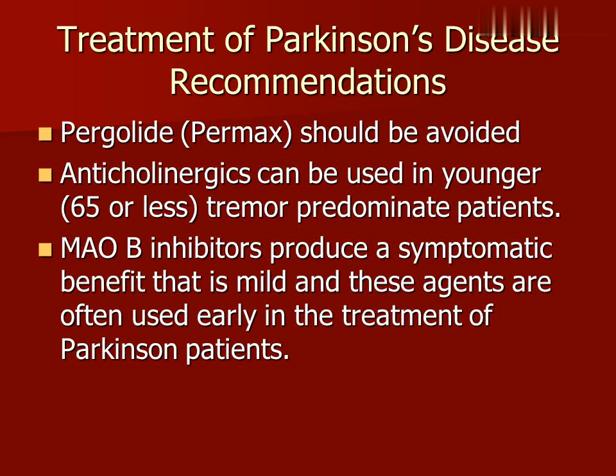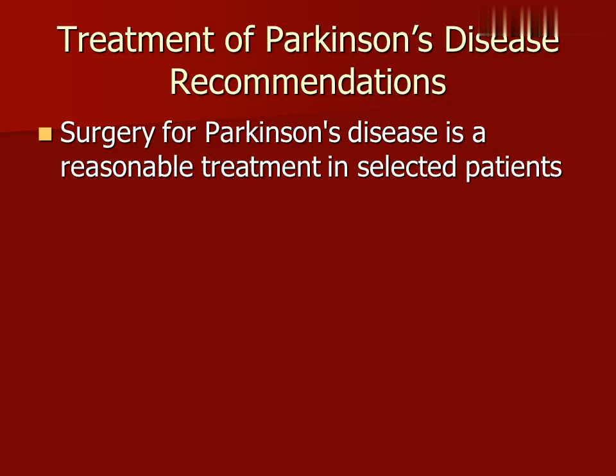Treatment of Parkinson's disease recommendations. Pergolide, Permax, should be avoided. Anticholinergics can be used in younger, 65 or less, tremor-predominant patients. MAO-B inhibitors produce a symptomatic benefit that is mild, and these agents are often used early in the treatment of Parkinson patients. Surgery for Parkinson's disease is a reasonable treatment in selected patients.